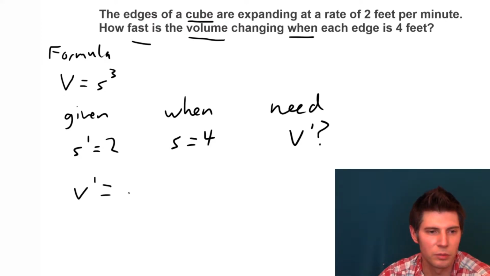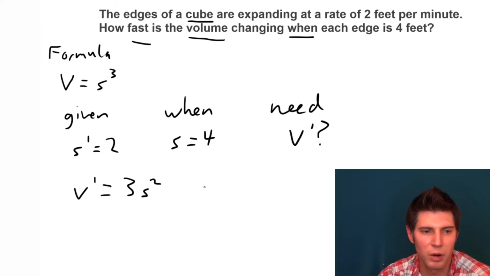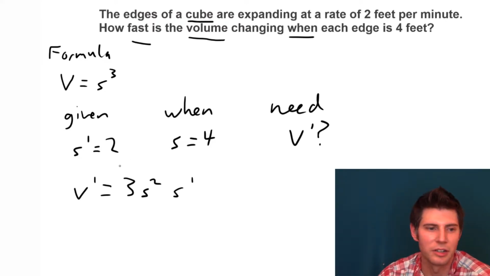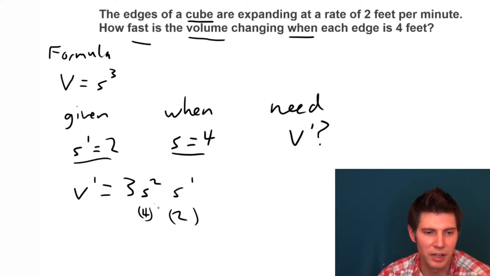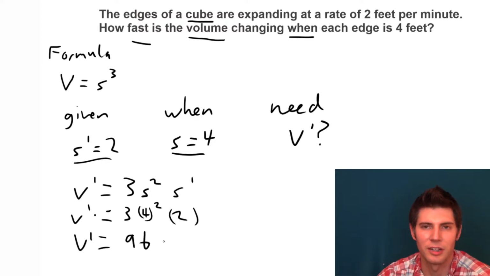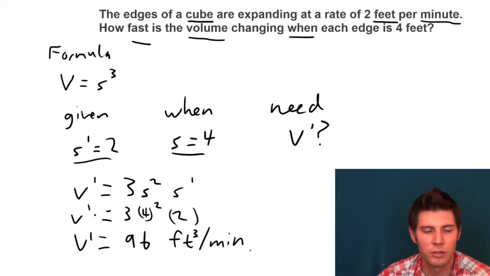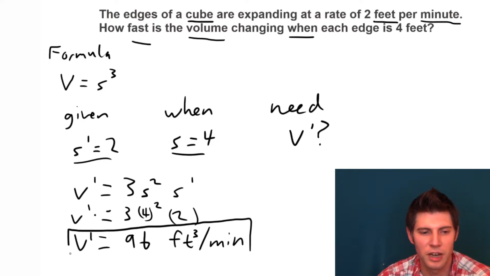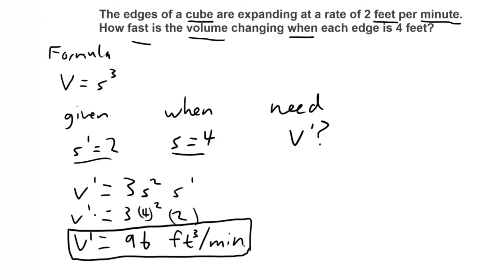V prime equals 3s squared s prime. And now just plug in our given and our when. So s prime is 2. s is 4. We're finding when s is 4, times 3. And V prime is what we need. 4 squared is 16. Times 3 is 48. Times 2 is 96. So we know our V prime equals 96. And then we want to label it. Feet and minutes is what we're dealing with. And then volume is feet cubed. So it's going to be 96 feet cubed per minute.